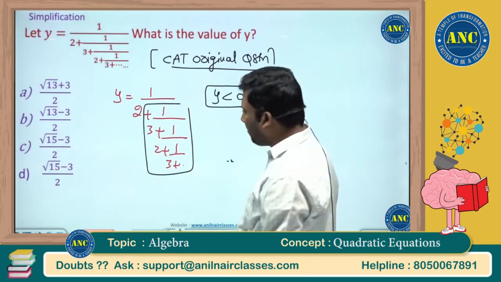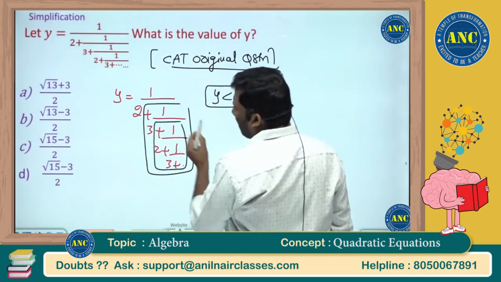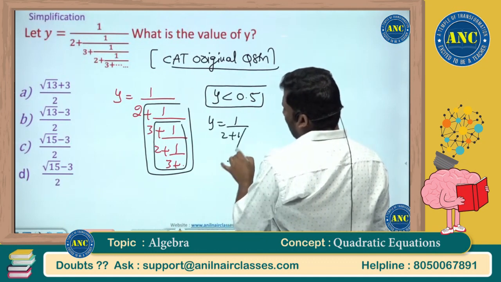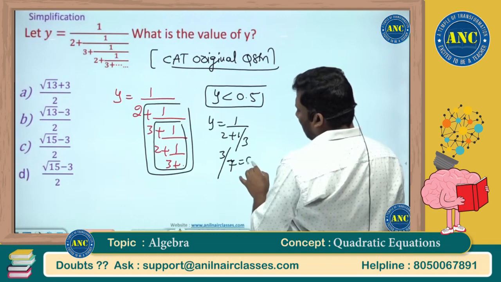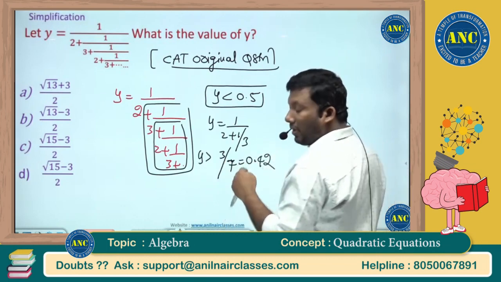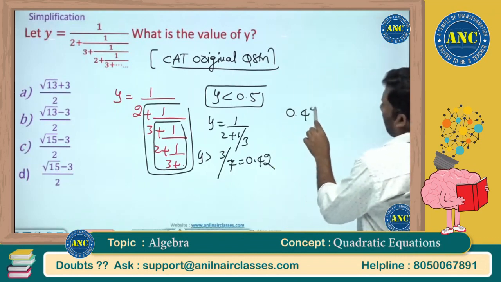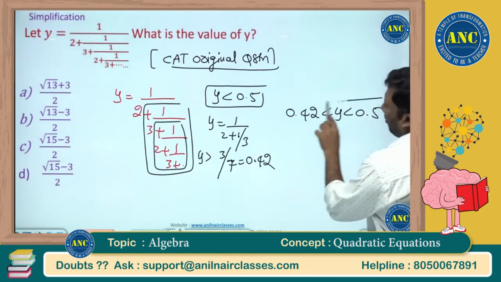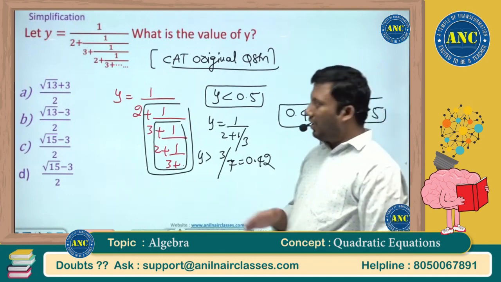Y is less than 0.5. Assume this is not there. Denominator by denominator, it is 1 by 2 plus 1 by 3, which is 3 by 7. 3 by 7 is 0.42. That means denominator by denominator increasing. Answer should always lie between 0.42 and 0.5.